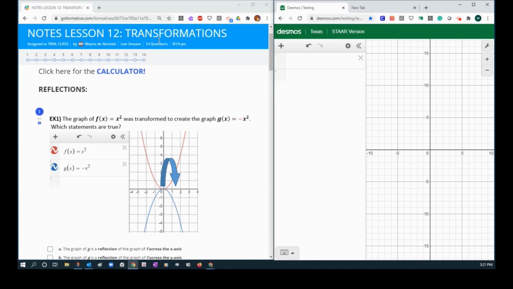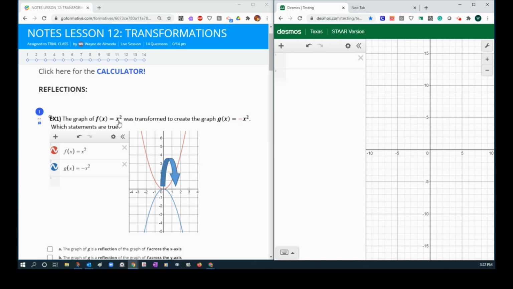Transformation is when we change a function, so that means it transforms from one function to another. Most of the time, when we're talking about quadratics, we use x squared, which is the parent function. So most of the time we transform the parent function into something else. So we're going to look at some transformations today. We're going to start with reflections.